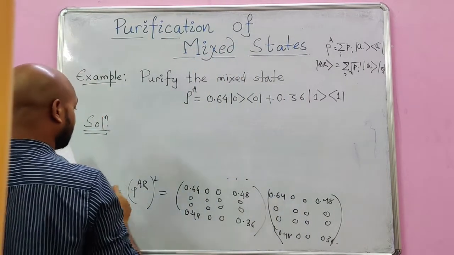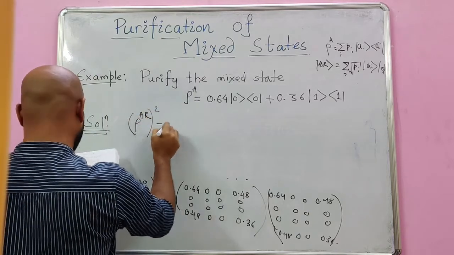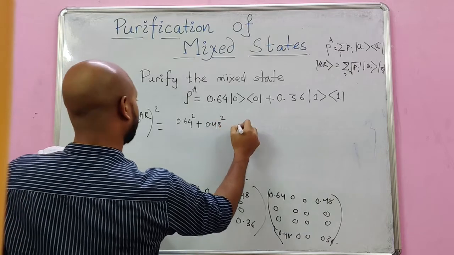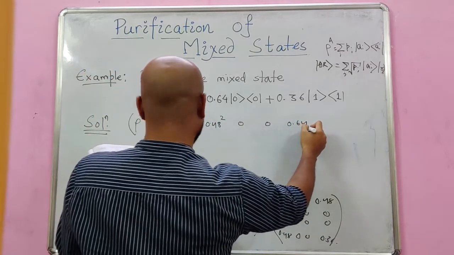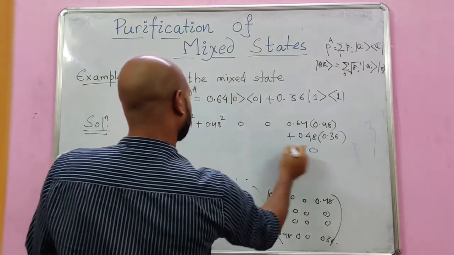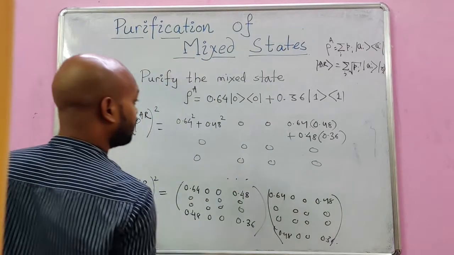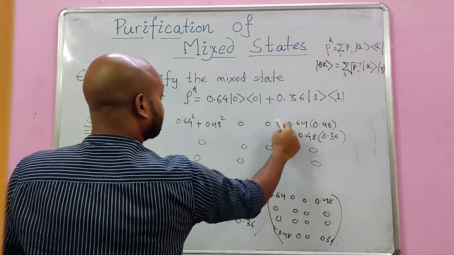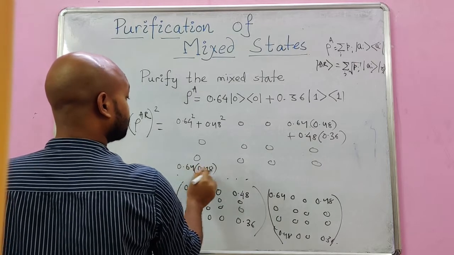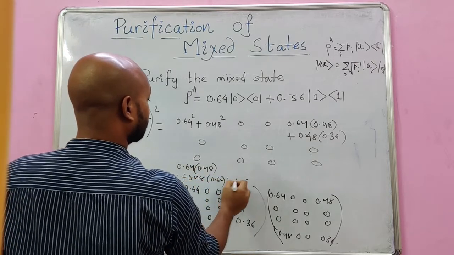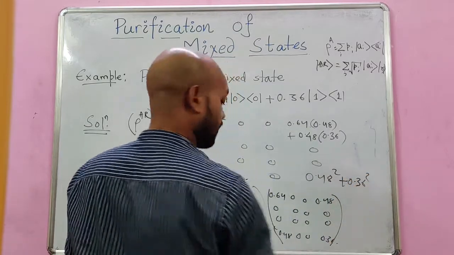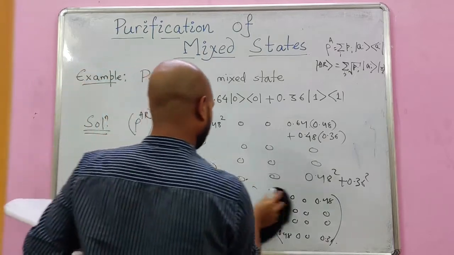So the result of this multiplication, rho AR squared, is: 0.64 squared plus 0.48 squared, 0, 0, then 0.64 times 0.48 plus 0.48 times 0.36, then zeros, and the last row becomes, again, 0.48 times 0.64 plus 0.36 times 0.48, and these two are the same, so 0.48 squared plus 0.36 squared. Alright, we don't need this one anymore, so let's erase it.